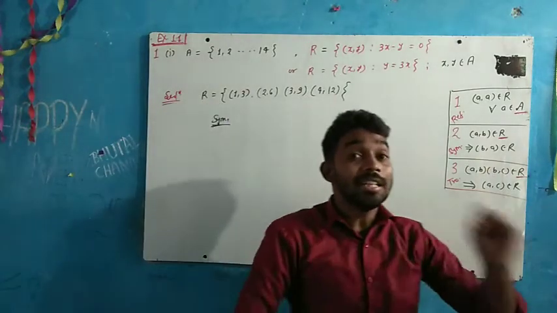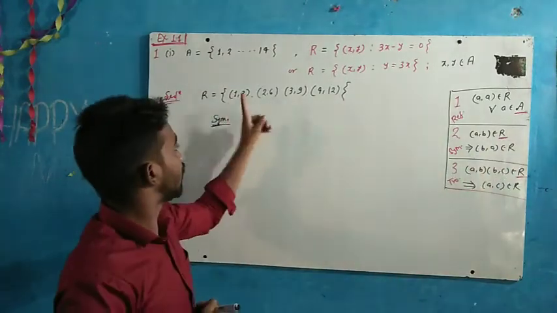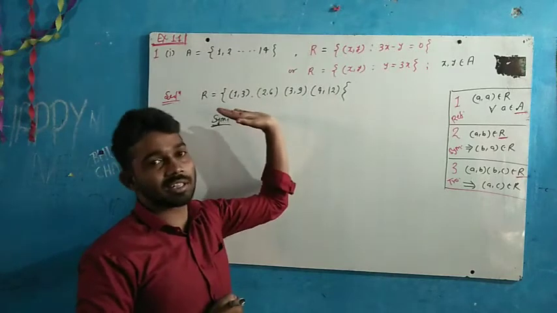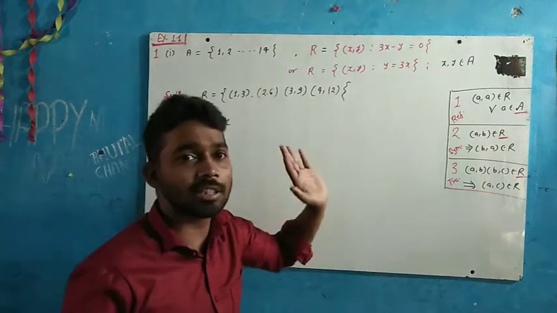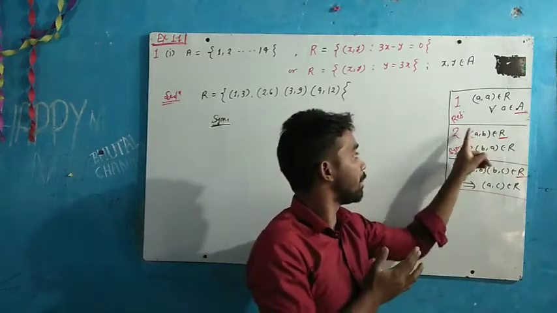Symmetricity is saying that we have to focus on the elements of R. How many elements are there in R? 1, 2, 3, 4. Four elements are given in the relation R. Clear? Symmetricity says that if (A, B) belongs to R, then its opposite (B, A) should also belong.